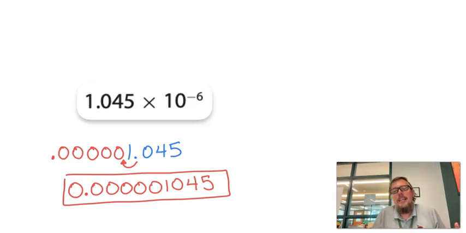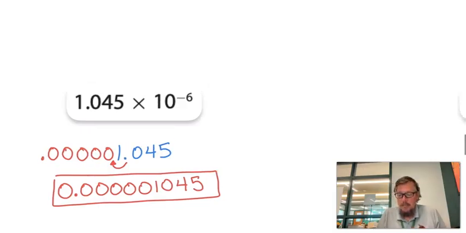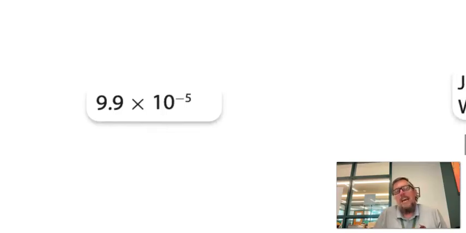Hopefully you're seeing that this is pretty simple. You just take your exponent, negative 6, add 1 to it to get negative 5. 5 is how many zeros you have after the decimal point. So we have 9.9 times 10 to the negative fifth. How many zeros do you think we're going to have after the decimal? Well, if we add 1 to negative 5, we get negative 4. Probably going to be 4 zeros after the decimal.